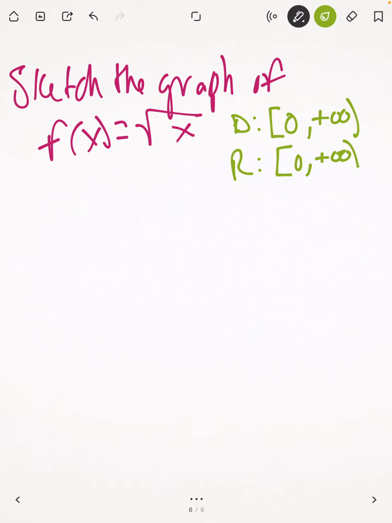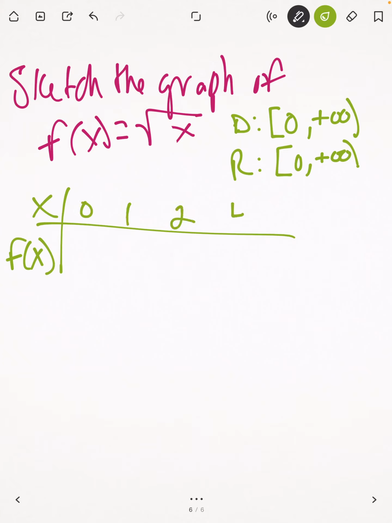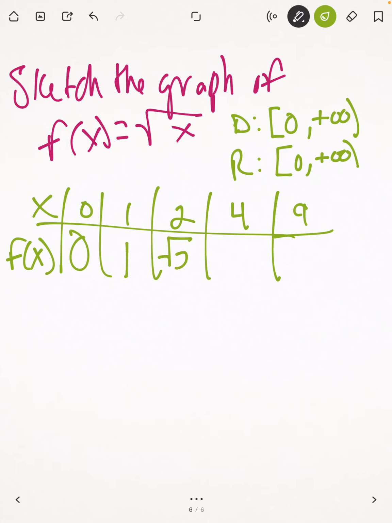And so we can go ahead and make a table for x values and then our f of x values. We can do 0, 1, 2, 4, 9. Square root of 0 is 0. The square root of 1 is 1. The square root of 2 is the square root of 2. It's about 1.4 if you type that in your calculator. Square root of 4 is 2. And the square root of 9 is 3. So notice that our square root function always takes the positive root value.